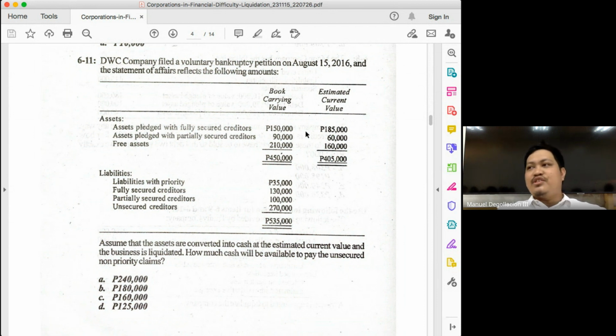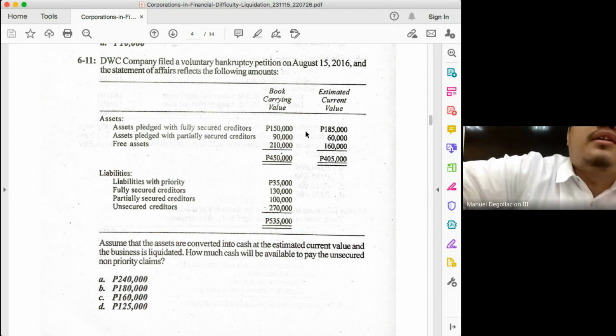Now, in problem 6-11, class, basically you are asked how much is your net free assets. And in solving for your net free assets, you begin with your free assets, and there are two things I want you to remember. Number one, do not forget to add the excess on your fully secured liabilities. Second, do not forget to deduct amounts to be paid to your unsecured creditors with priority, because they will be taken out of your free assets.